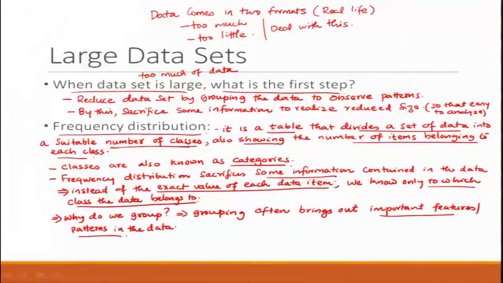So this is a tool for reducing the data set. As I said earlier, you divide the data set into a suitable number of classes and show the number of items that belong to each class. Classes are also known as categories, grouped by similarity of category. It sacrifices some information, the exact value of each data item, and instead tells you which class the data belongs to. The reason we do it is that we can identify the important features or patterns in the data.